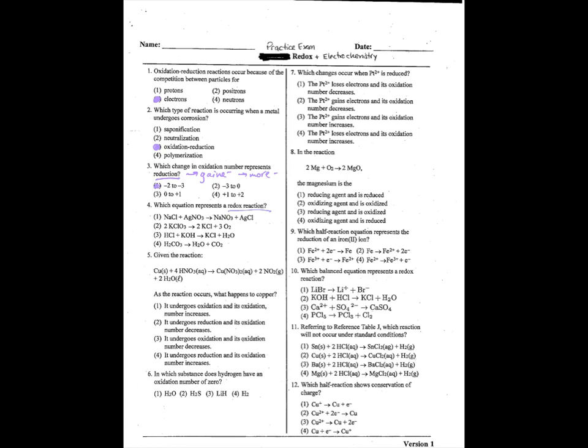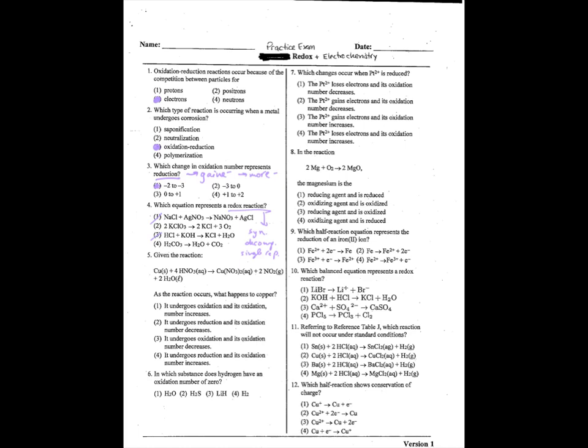Which represents a redox reaction? So typically you're looking for synthesis reactions, decomposition reactions, or single replacement. Those are the typical common types of redox reactions where they occur. So number 1 is double replacement. That's definitely not. And so is 3. So we're down to choice 2 and choice 4.